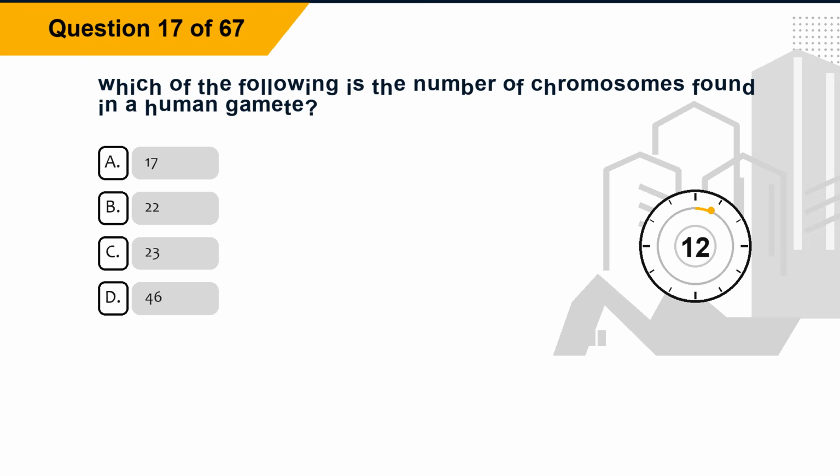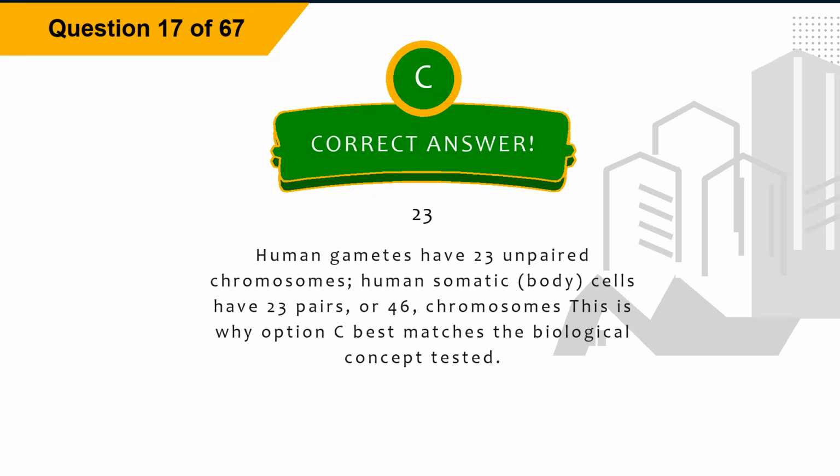Question 17. Which of the following is the number of chromosomes found in a human gamete? Option A, 17. Option B, 22. Option C, 23. Option D, 46. The correct answer is option C, 23.